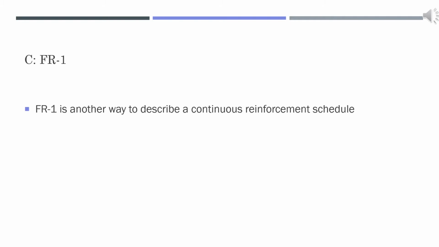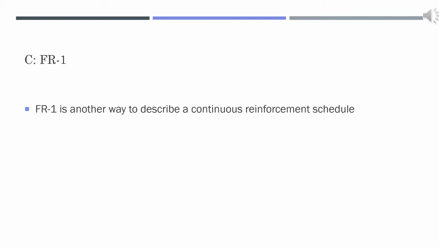The correct answer is C, an FR1 schedule. FR1 is another way to describe a continuous reinforcement schedule. A continuous reinforcement schedule is when you provide a reinforcer after every occurrence of the target response. A fixed ratio of 1 is continuous reinforcement, as you are delivering a reinforcer following every single response.